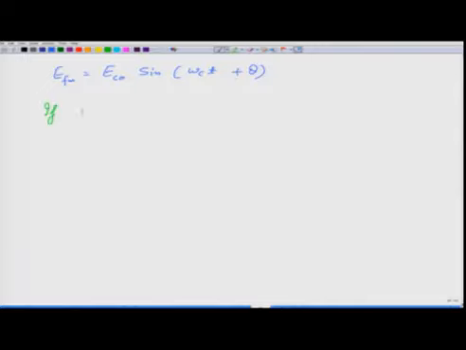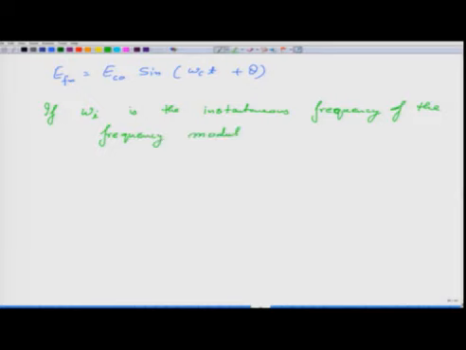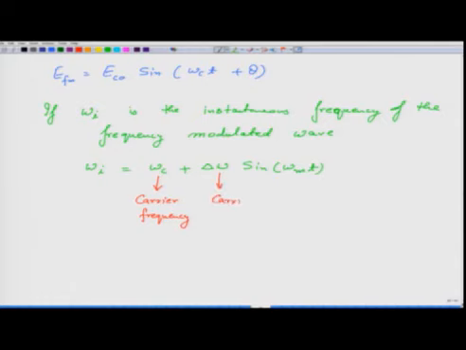Now, if omega_i is the instantaneous frequency of the frequency modulated wave, then it can be written as omega_i = omega_c + delta omega sin(omega_m t), where omega_c is the carrier frequency, delta omega is the carrier detuning, and omega_m is the modulating frequency.